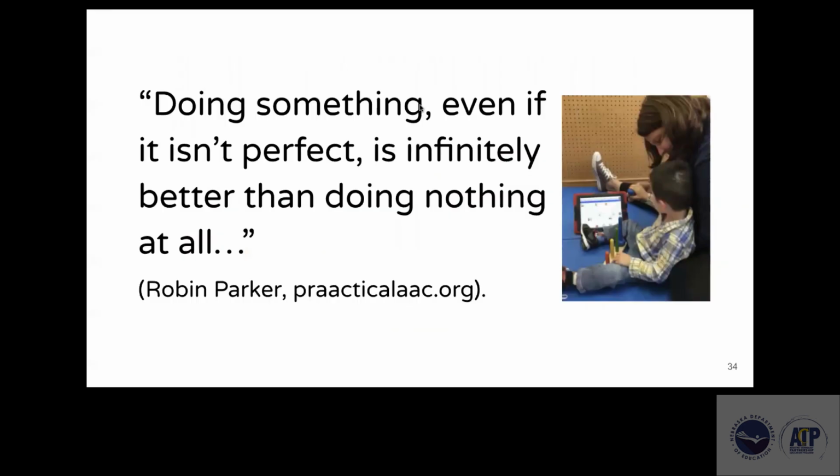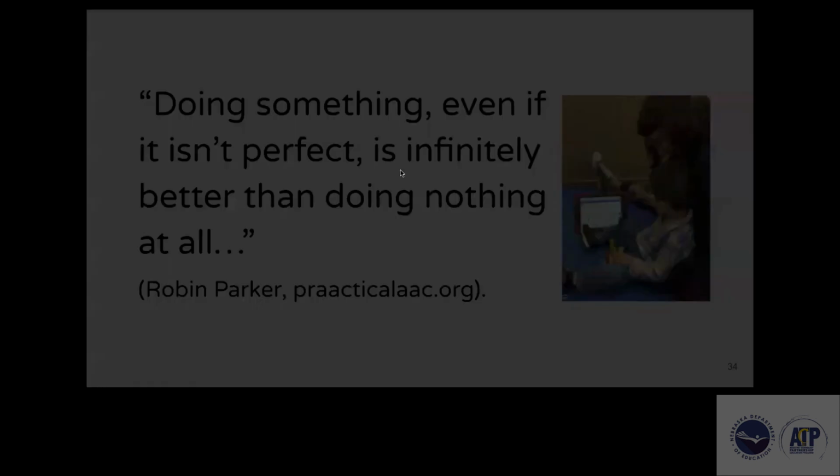And I like to end by sharing this quote. It says, doing something, even if it isn't perfect, is infinitely better than doing nothing at all. So don't get overwhelmed. Take the time to gain comfort with your students' boards and devices, and then just do your best to start modeling.